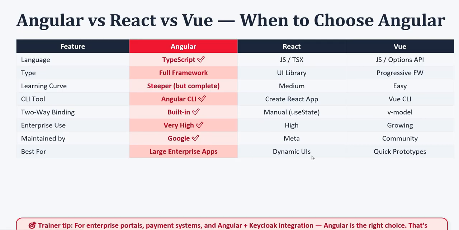And React is for dynamic UI, and Vue is for quick prototyping. So in a couple of sessions, in the coming session, maybe I will show you how you can configure React with Keycloak. That will be an enterprise-level application, which people are currently using in the market.